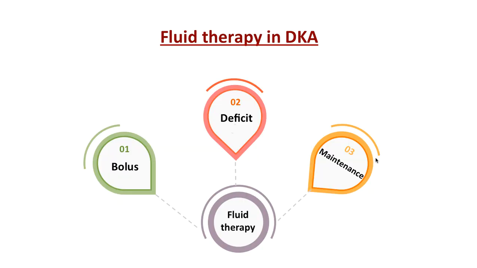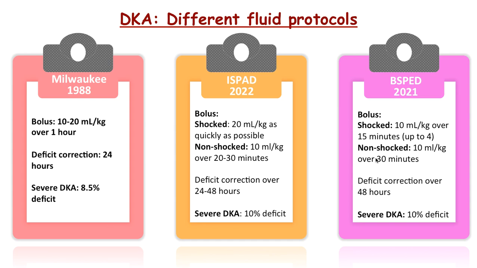So we start with fluid therapy in DKA. Fluid therapy in DKA consists of three prongs. First, the bolus or the resuscitative fluid therapy. Then you correct their deficit, and you have to obviously give them maintenance fluid therapy. Previously we used to follow the Milwaukee protocol, but of late more evidence-based guidelines have come up. Commonly used guidelines are ISPAD and the BSPED guideline.